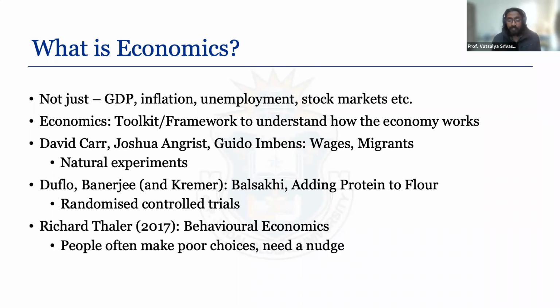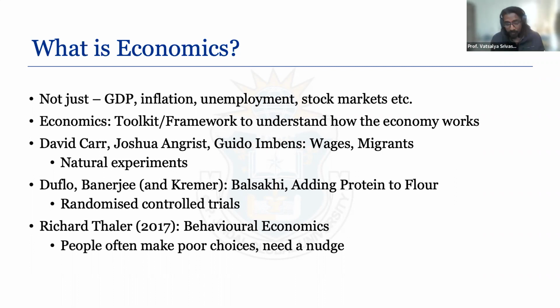Take another example. Richard Thaler in 2017 won the Nobel Prize for Behavioral Economics. What Richard Thaler was doing was taking insights from the field of psychology and using them to understand decision-making in an economic context. His central thesis was that people often make poor choices. Our decision-making system in our heads is systematically biased. And because it is systematically biased, we know what kind of mistakes we typically tend to make. And he came up with this idea of nudges, that you can nudge people into making better decisions than what they would do if they were left to their own devices.